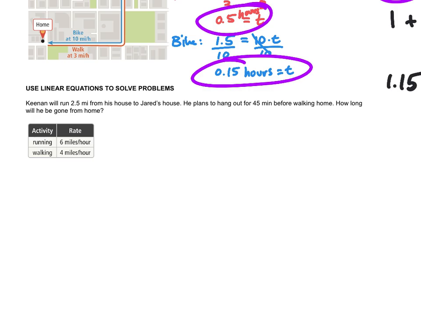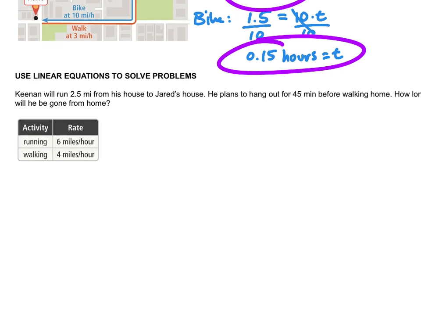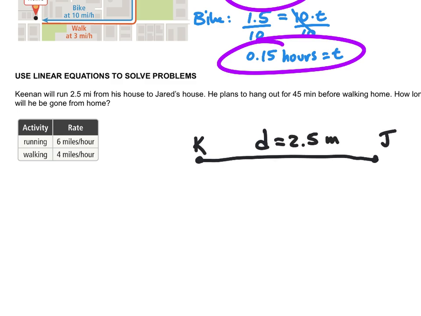In this one, Keenan will run 2.5 miles from his house to Jared's house. He plans to hang out for 45 minutes before walking home. How long will he be gone from home? Okay, so let's draw a quick picture here. We've got Keenan's house, denoted by point K, and then Jared's house by point J. Now the distance between the two is 2.5 miles.